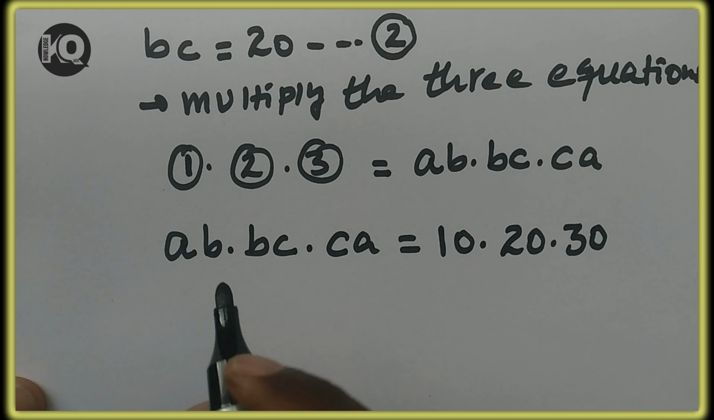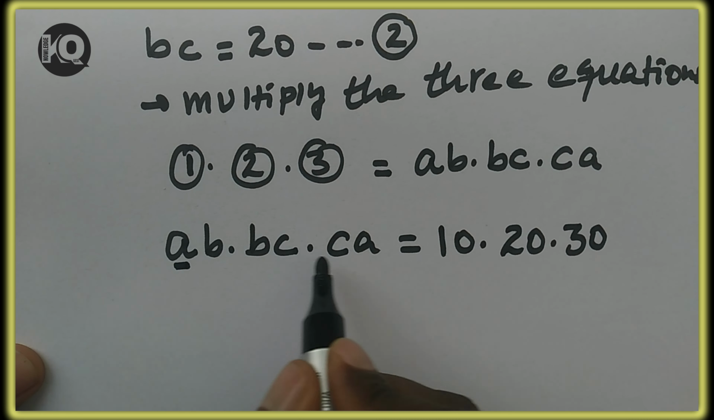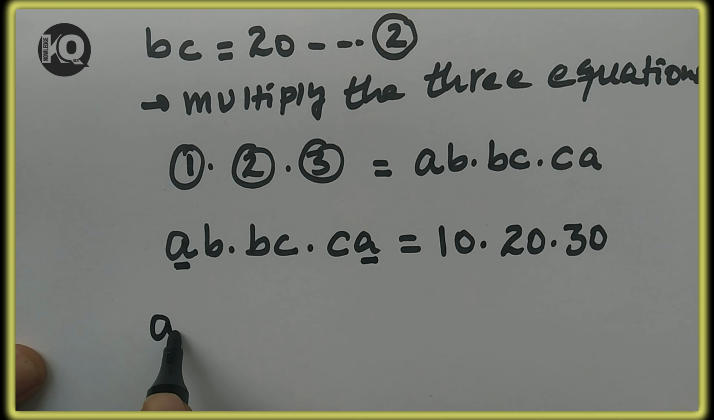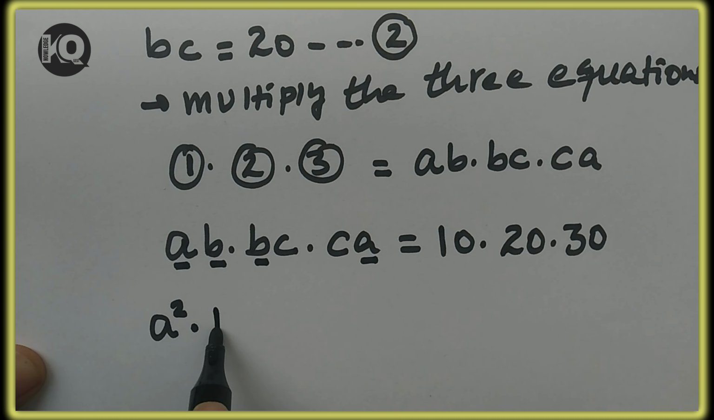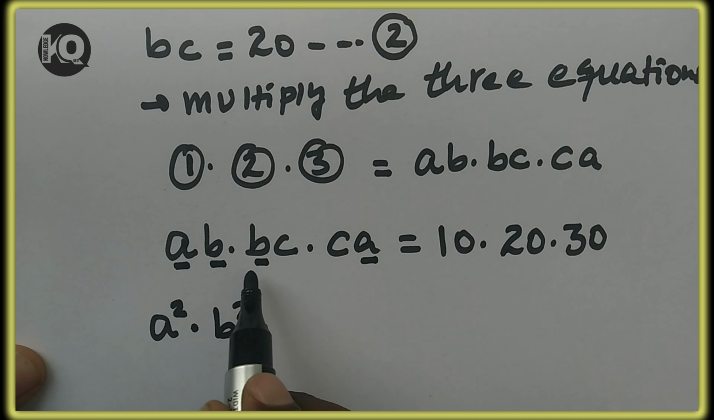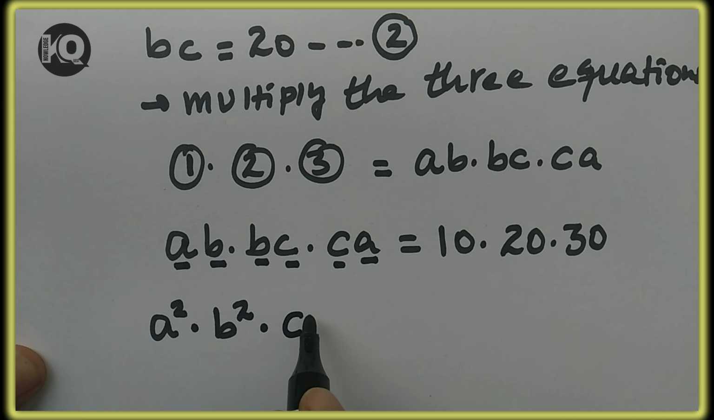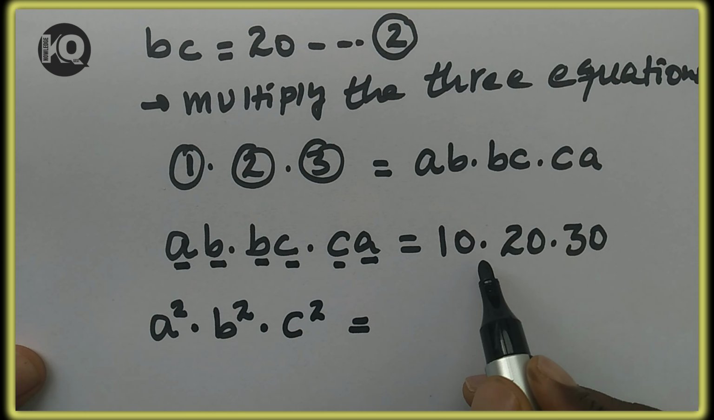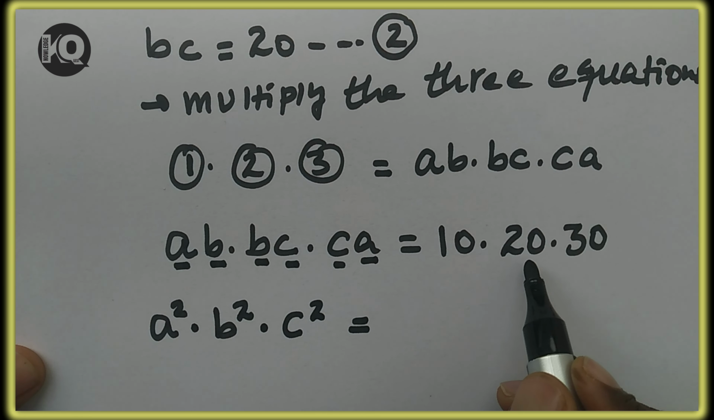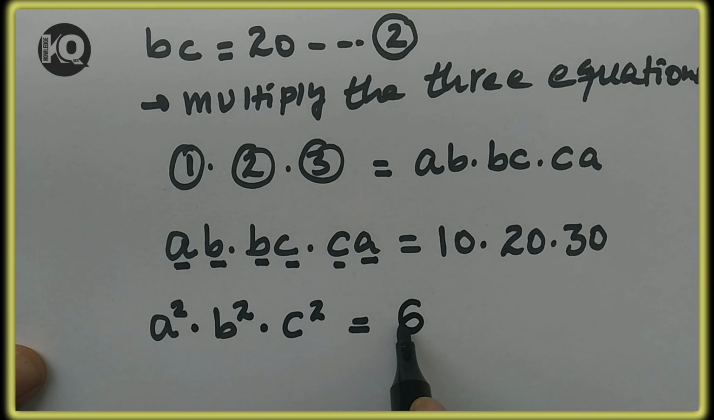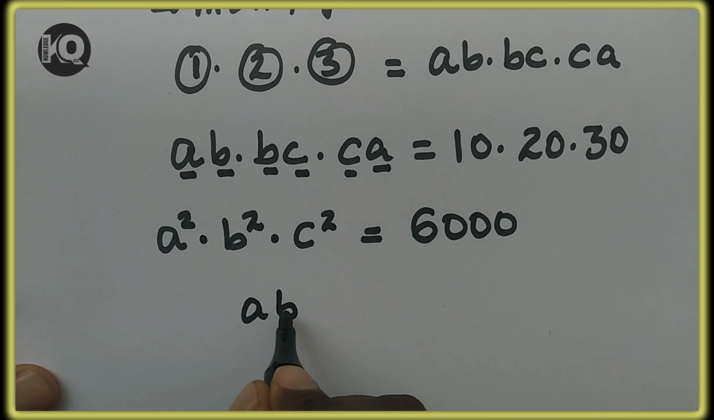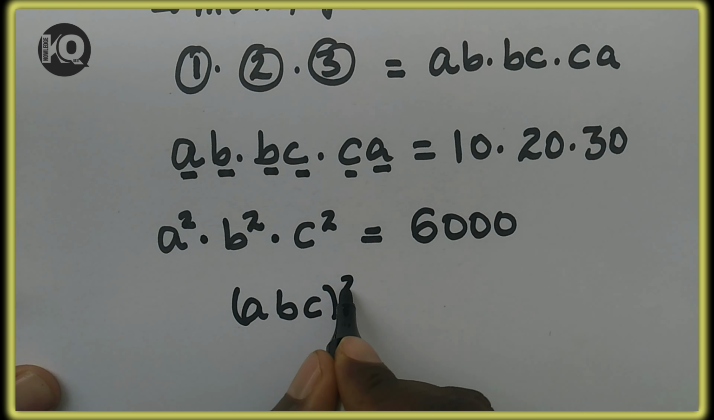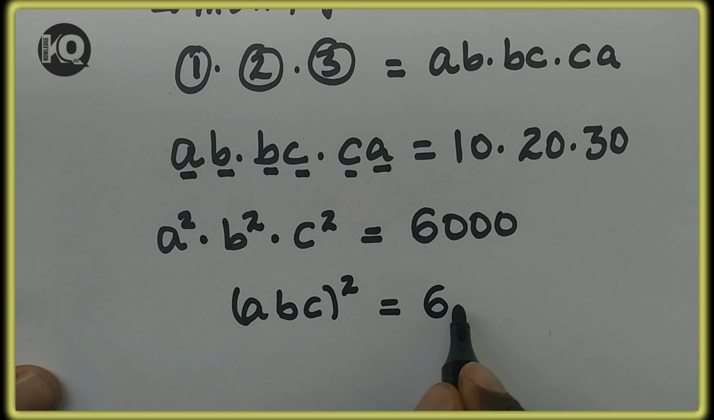Now, as you have seen here, we have A times A, so it will be A square, times B times B, which is B square, times C square, which is equal to 10 times 20, 200, times 30, 6,000. So this will be A times B times C, the whole square, which is equal to 6,000.